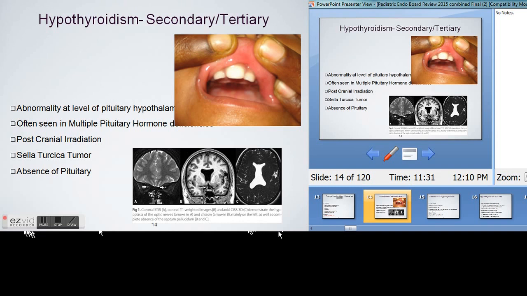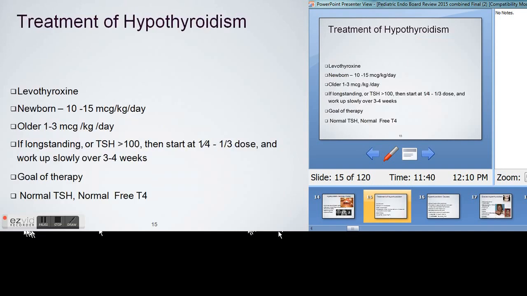Other things that might trigger us off are things like central defects. Like this patient, we see what the defect is here. The patient has a single central incisor. So anytime we see a single central incisor, that would be something to trigger off screening for hypothyroidism.